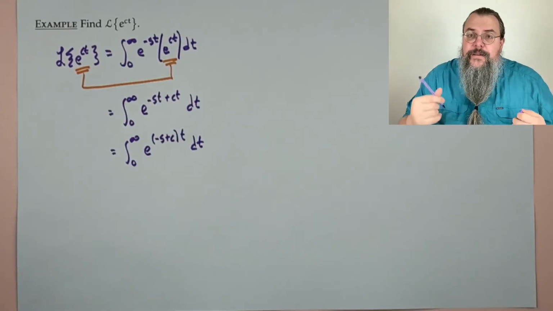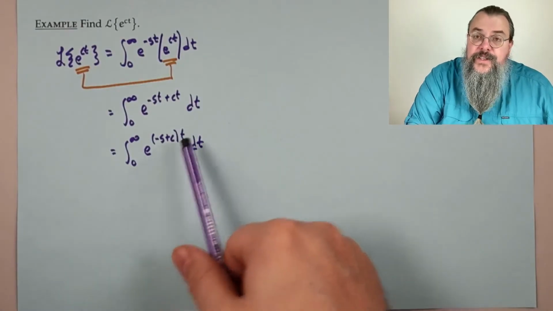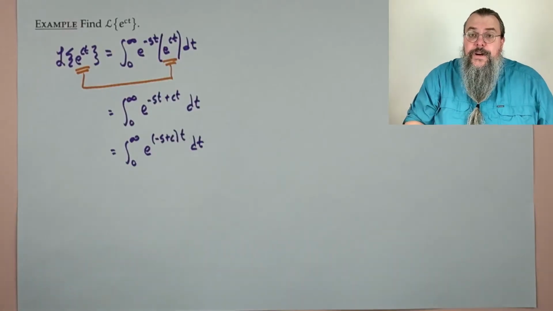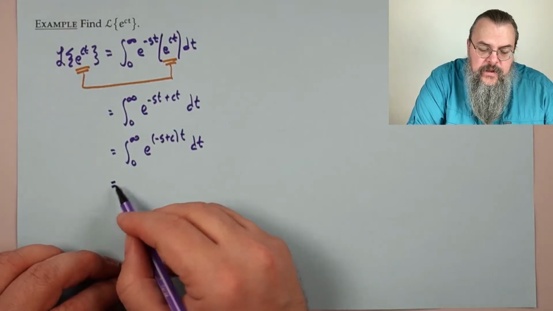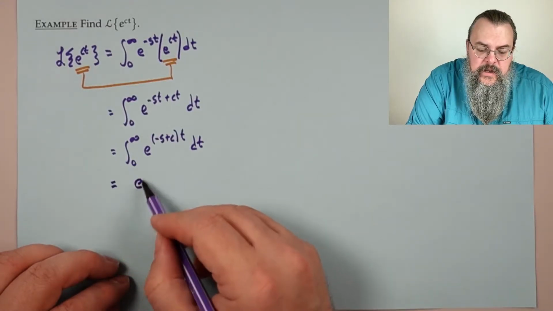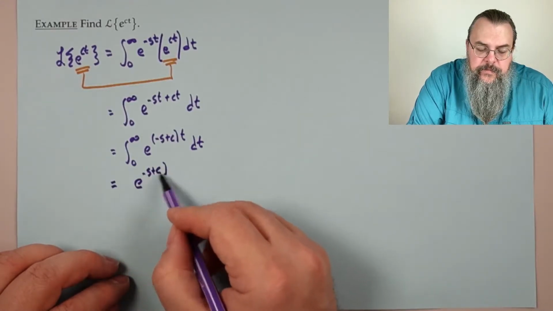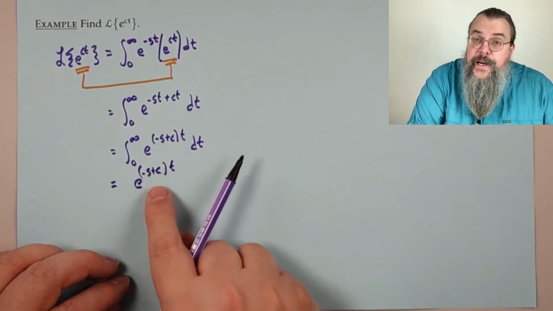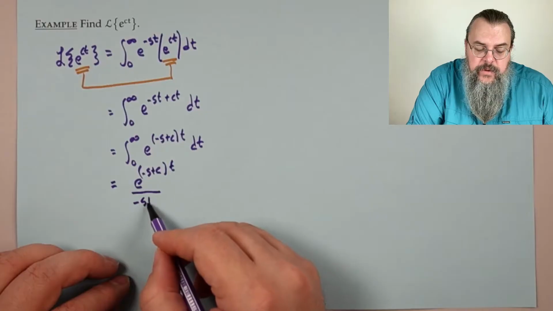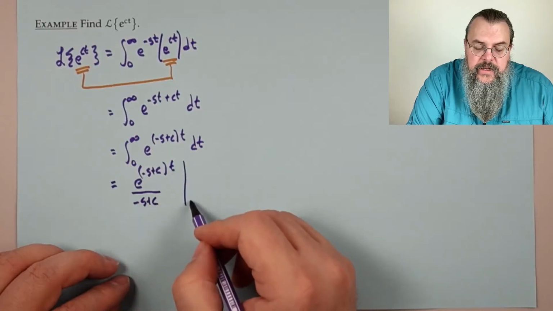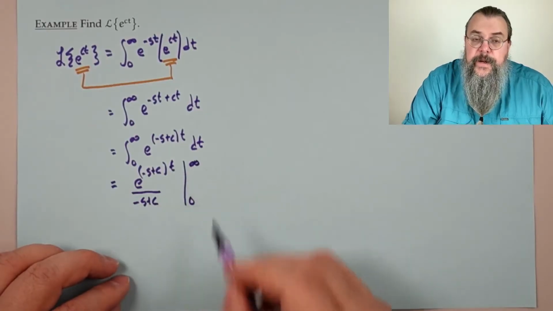We say, all right, well, we have e to the constant t. Okay, well, we know how to handle that. We say, all right, wonderful. This will be e to the minus s plus c t, and then you divide by the constant. So that's minus s plus c. And evaluate 0 to infinity.